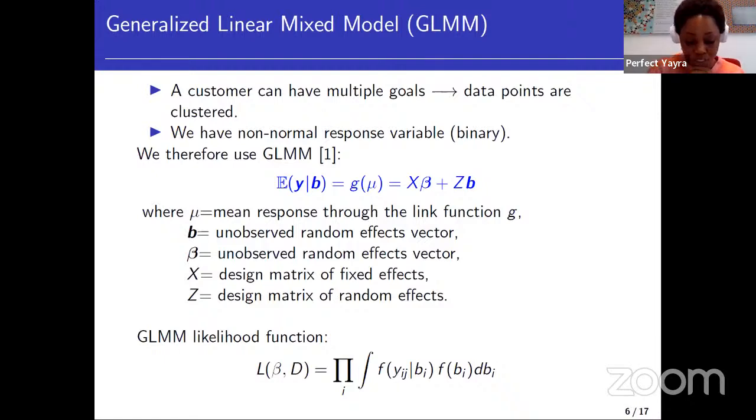So now, what model can we use? Generally, if we have independent observations, and our response variable is non-normal, like binary in our case, then we can use any generalized linear model like logistic regression to estimate the probability of achieving or not achieving. But in this case, we have a data set where a customer can have multiple goals. So our observations are in a cluster. The data set being the goals, these goals can be grouped per customer. Maybe multiple goals can belong to customer A, another multiple of goals can belong to customer B.